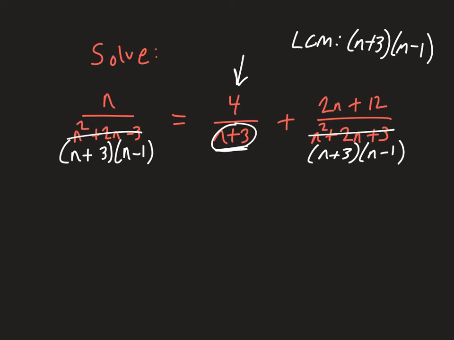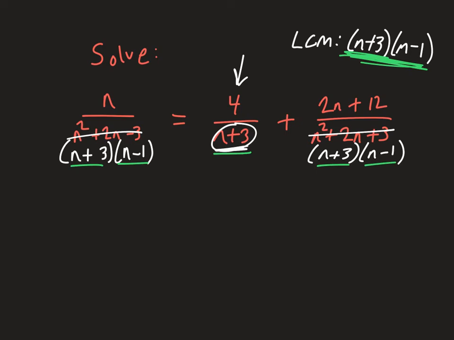Okay, and another thing you can do to check before you even get started is if we multiply all the terms by that least common multiple, is it going to cancel every denominator? So if we multiply by n plus 3 and n minus 1, is it going to cancel that and that? Yep. Is it going to cancel n plus 3? Yep, that's part of it. And then that and that again is the exact thing we're multiplying by.